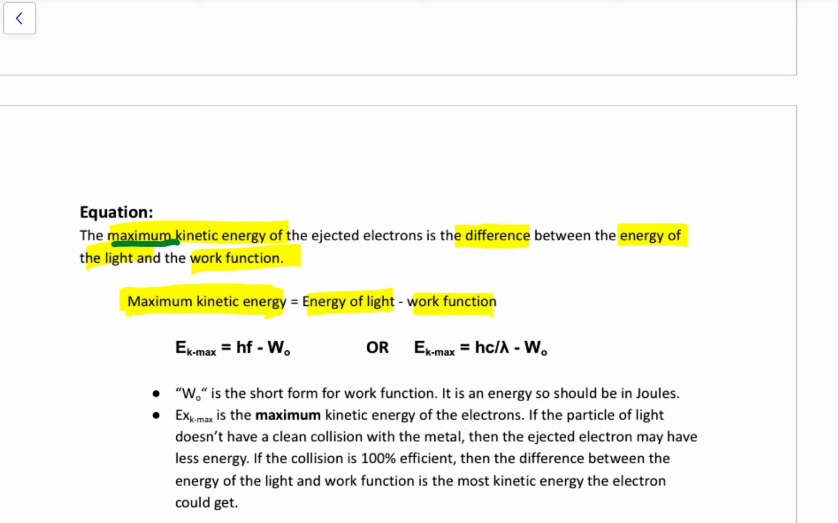This is like if I went into a store with $20 and I bought something that cost $7, the most I would leave the store with is 13. Maybe if I tip the guy or drop some money, I leave with less than 13, but the most I could leave with is the difference between the energy of the light and the work function.